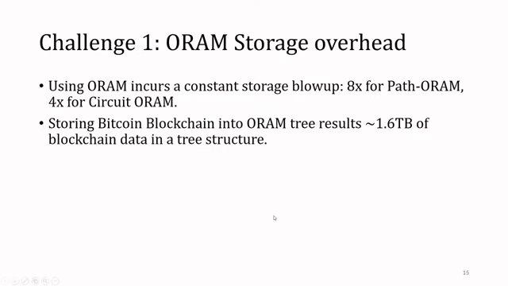So the first challenge is the storage overhead. Using ORAM as it is incurs a constant storage blowup. In particular, if we use the parameters suggested by the paper, we will expect an 8-times blowup for Path ORAM and a 4-times blowup for Circuit ORAM. So if we just store the Bitcoin blockchain into an ORAM tree structure, it will result in about 1.6 terabytes of blockchain data.